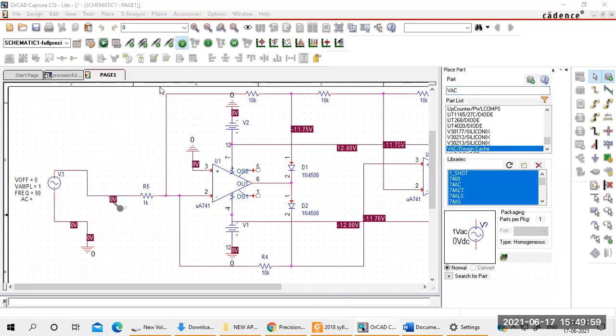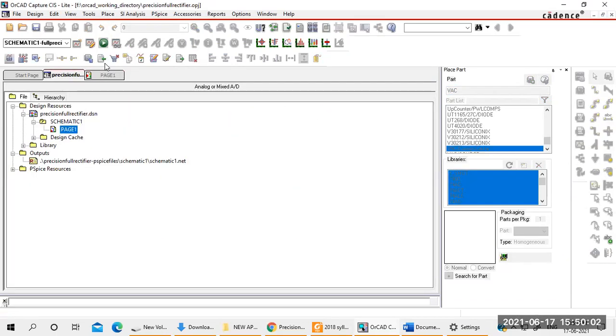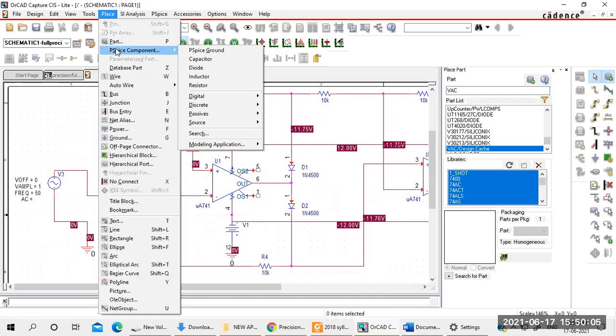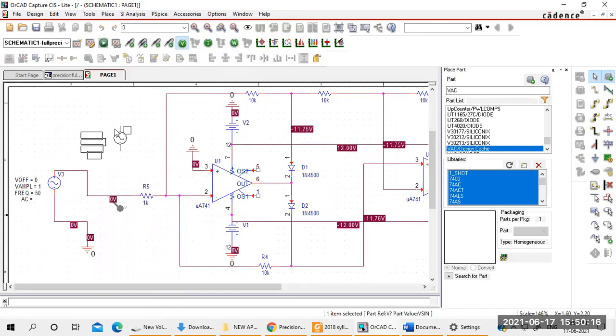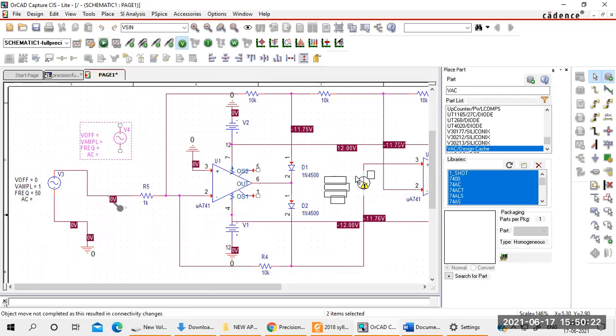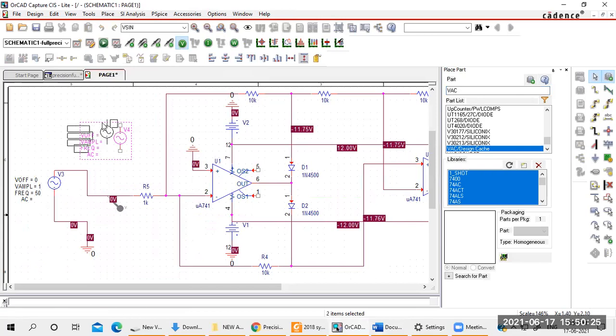There is one more option here. Go to place PSpice component. Then go to source, then you take voltage source. In that there is a sine AC source. Here you can place the sine source. Then you can give the voltages here. Understood? Amplitude, frequency, you can give it here. From that you can select the component. So this is the method to take the component from the place part.